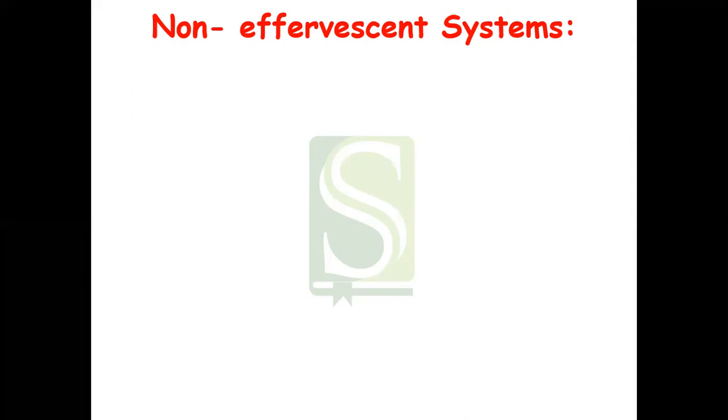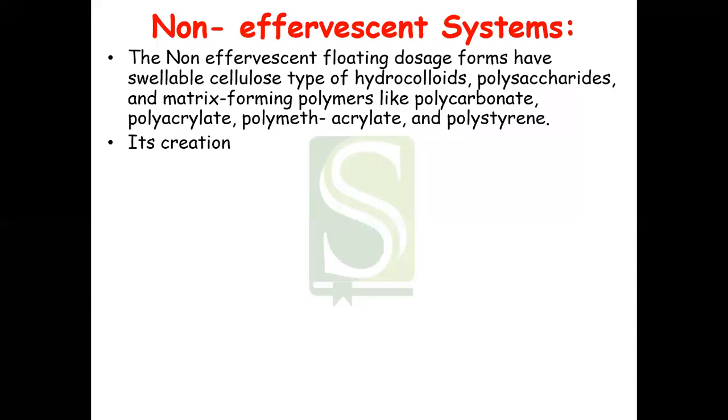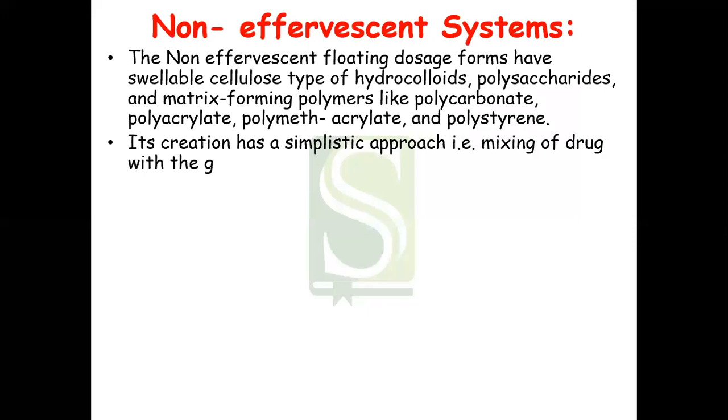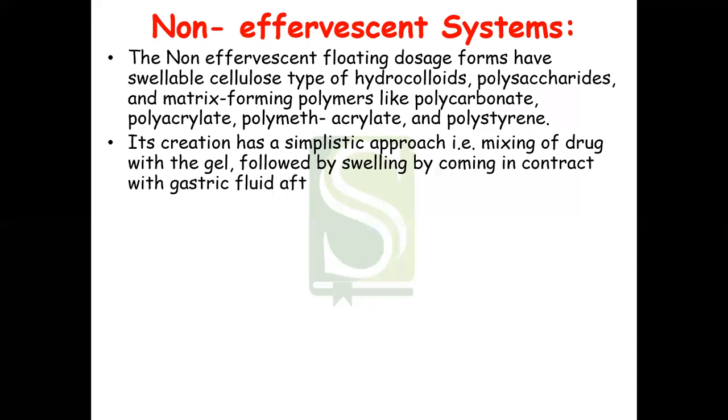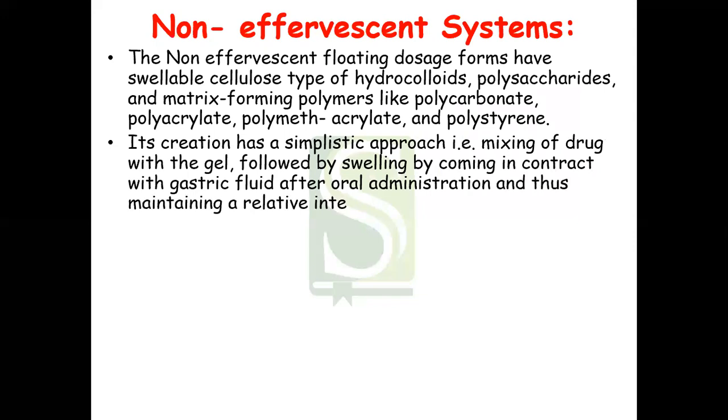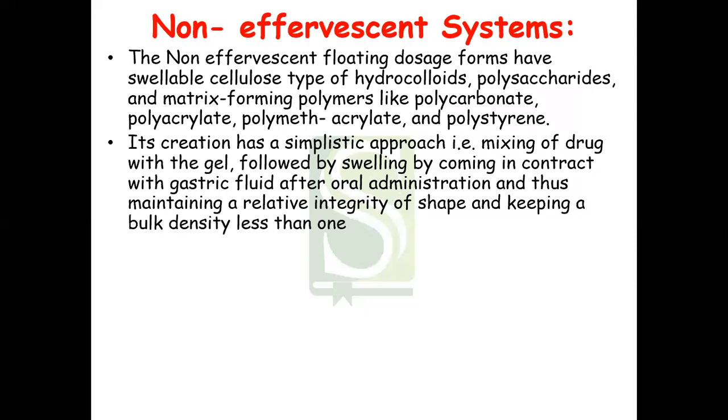Now we will learn about non-effervescent systems. The non-effervescent floating dosage forms have swellable cellulose type hydrocolloids, polysaccharides, and matrix forming polymers like polycarbonate, polyacrylate, polymethacrylate, and polystyrene. Its creation has a simplistic approach, that is mixing of the drug with the gel, followed by swelling on coming in contact with the gastric fluid after oral administration, thus maintaining a relative integrity of the shape and keeping a bulk density less than 1.